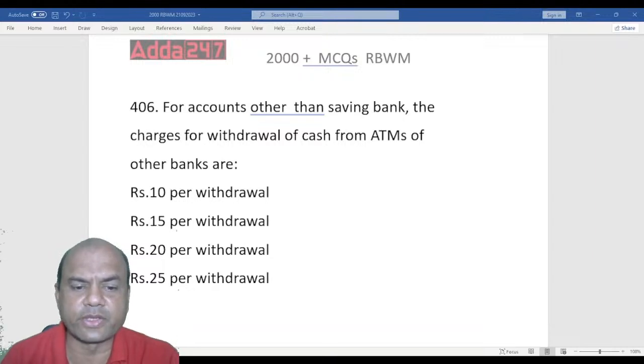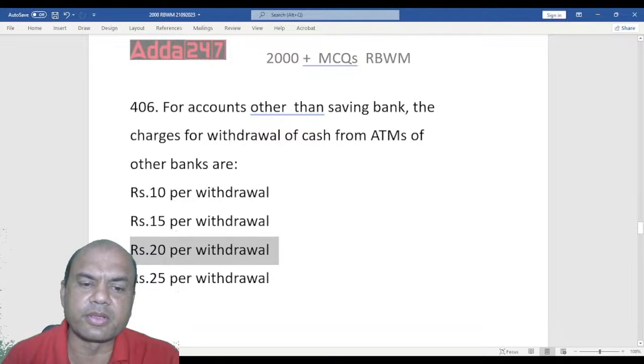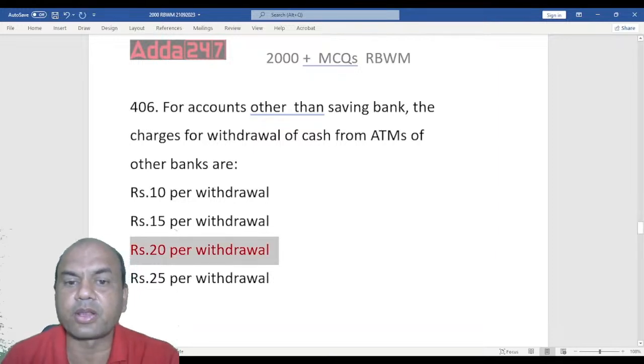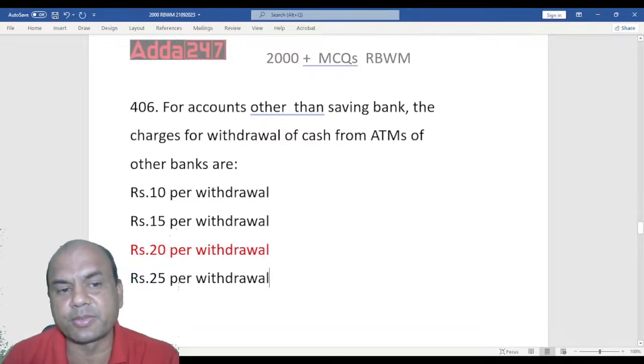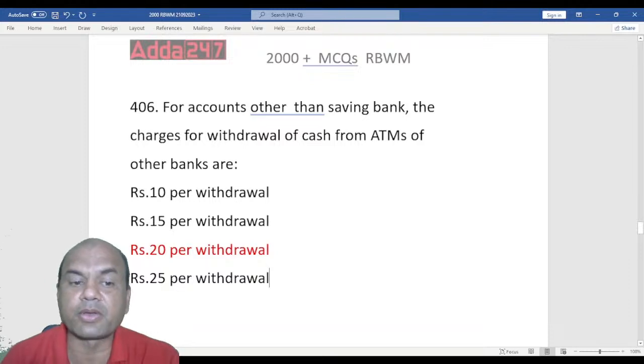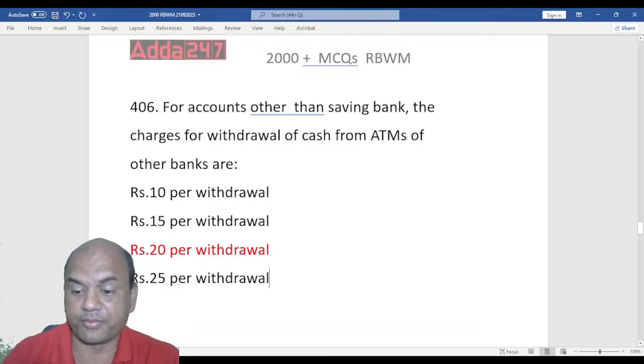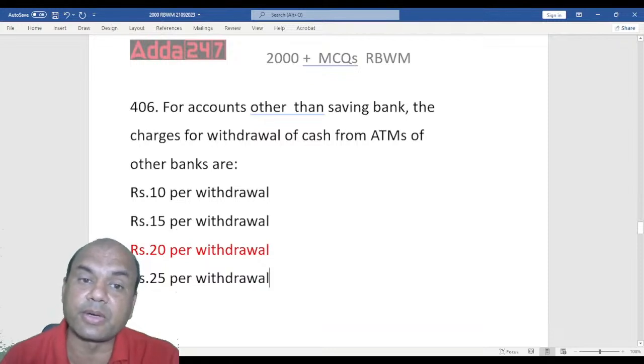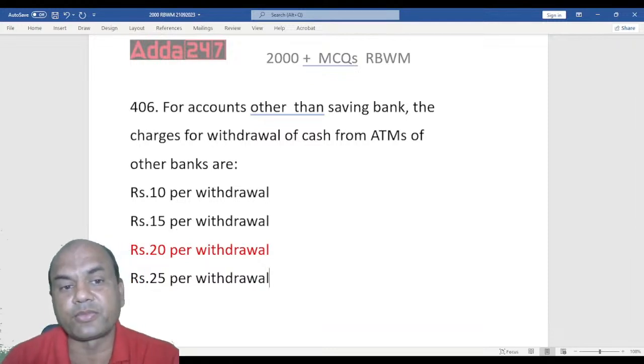So what are the charges for this? Cash withdrawal from the ATMs is again 20 per withdrawal. Same 20. Okay, for accounts other than savings banks, the charge for withdrawal of cash from ATMs of other banks is 20 per withdrawal. Okay, 20. These are the basics. We don't pay attention to these, but these questions come in the exam for JAIIB.